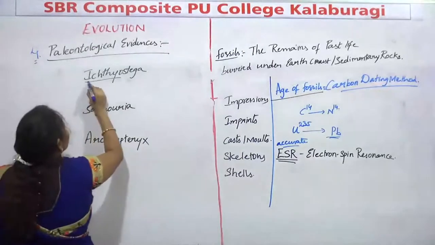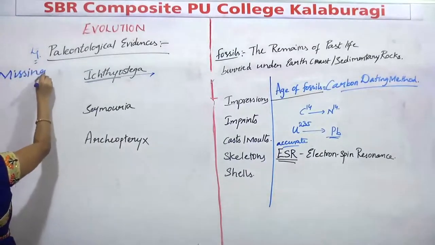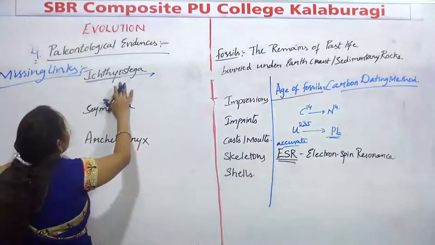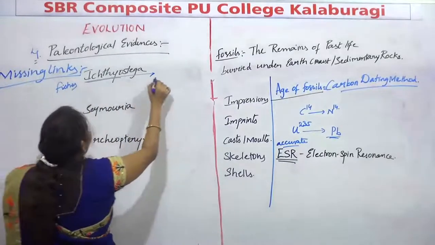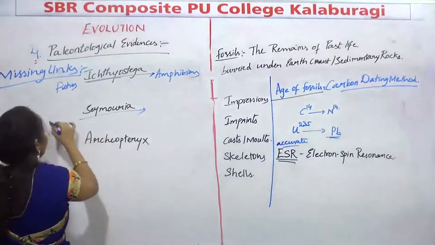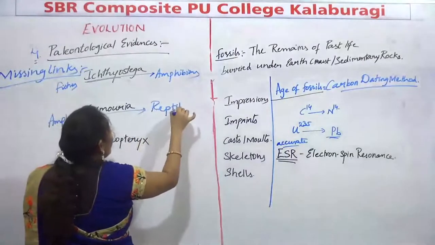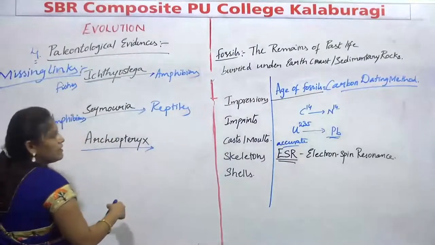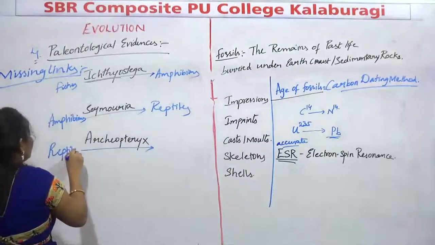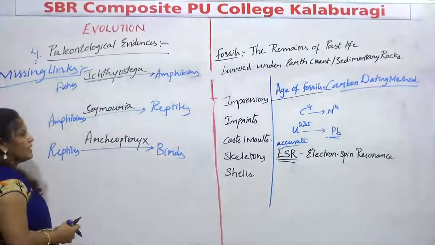So let's see here. Ichthyostega is the missing link. What we are studying is the missing links. Ichthyostega is the missing link between fishes and amphibians. Cynuria is the missing link between amphibians and reptiles. Whereas Archaeopteryx is the missing link between reptiles and birds. We have a short discussion about this Archaeopteryx.